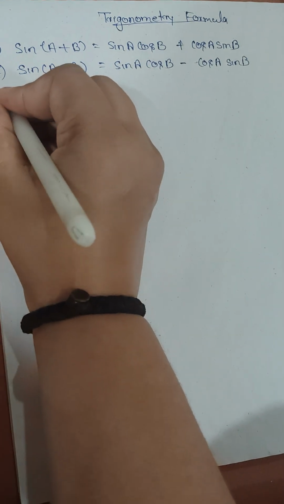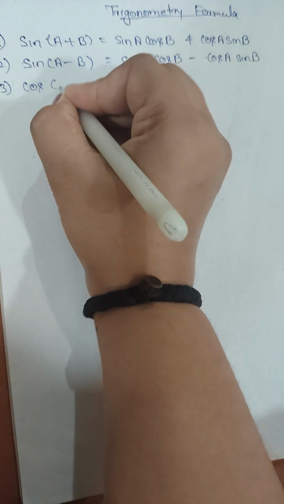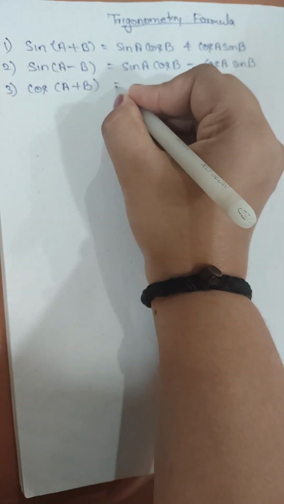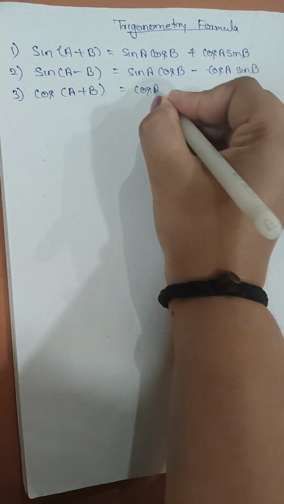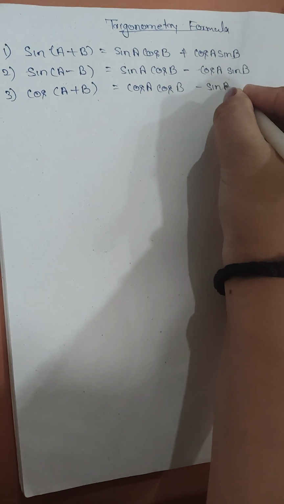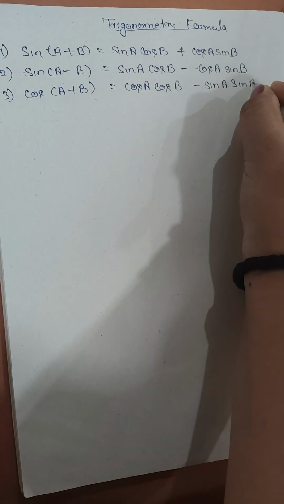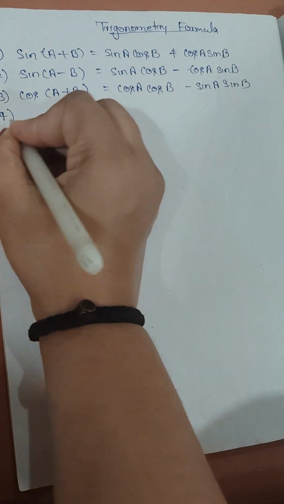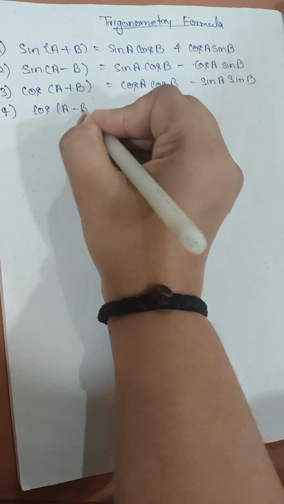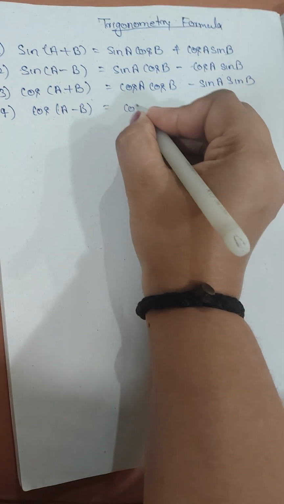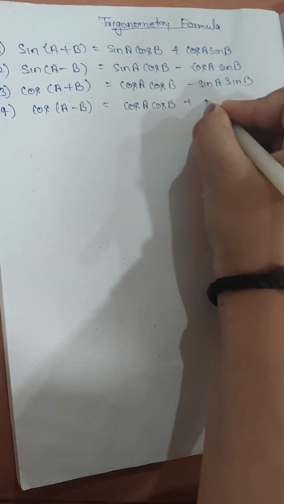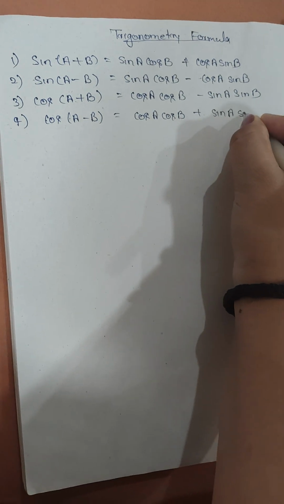Now the third formula, students, is cos(A+B). Cos(A+B) is equal to cos A cos B minus sin A sin B. Now the fourth formula we are going to read is cos(A−B). Then the formula will be cos A cos B plus sin A sin B.